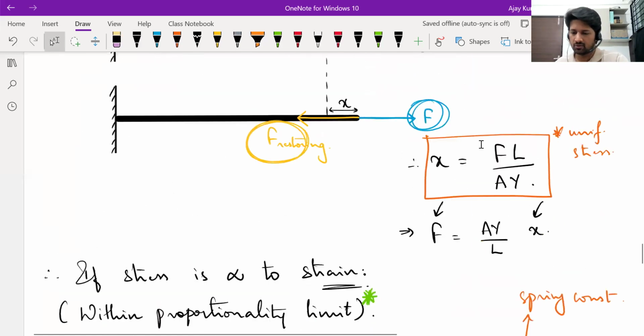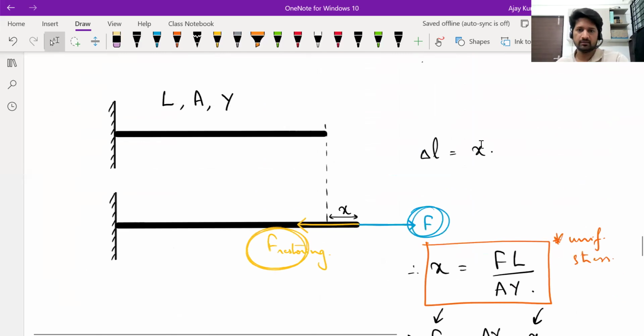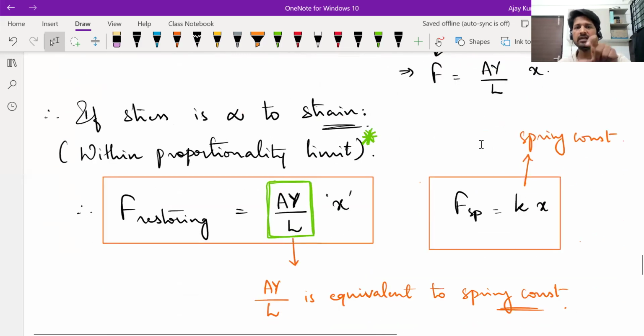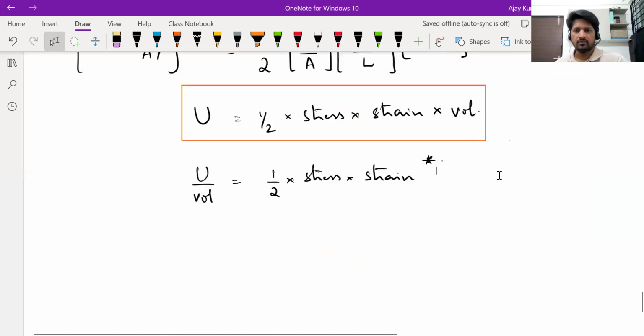Okay. So what we have just seen is how a wire can be compared to a spring. A wire under uniform stress behaves like a spring as long as it is within the proportionality limit. So what is the equivalent spring constant of a wire? AY by L. With that, whatever formulas you have in case of spring force, spring potential energy, same formulas can be applied to wires also. Okay.